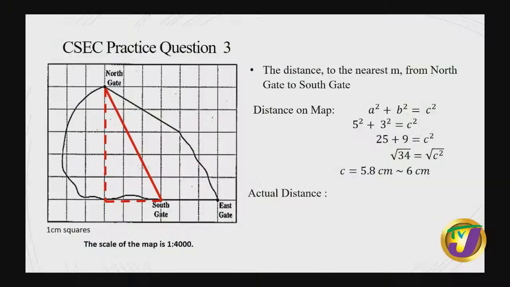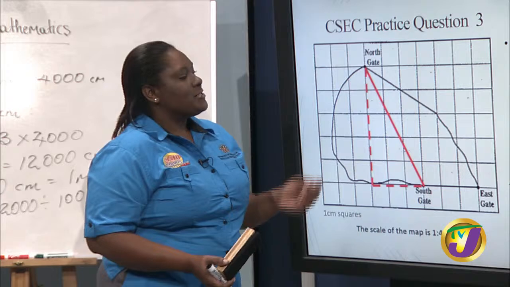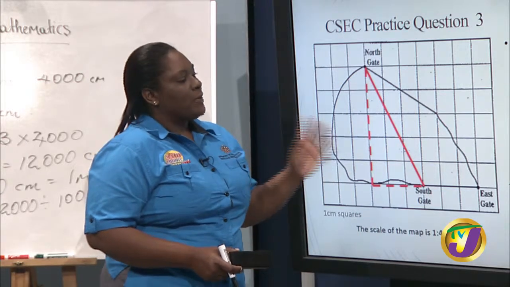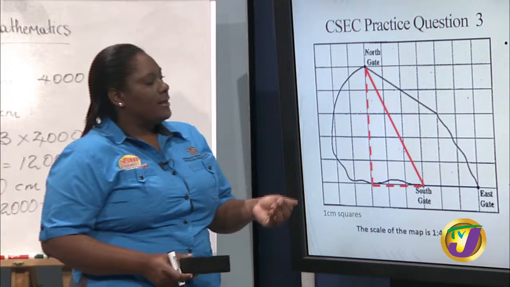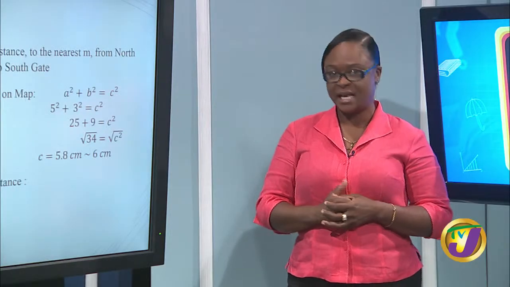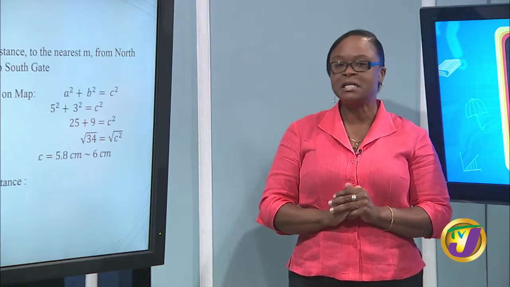Now, we do not want to find the hypotenuse squared or the length of the line squared. That's why we go ahead to find the square root. When we did that, our answer is 5.8 something, rounded off. Then we made an approximation to whole numbers to get 6 centimeters. So we see that the distance on the map from North Gate to South Gate is actually 6 centimeters.